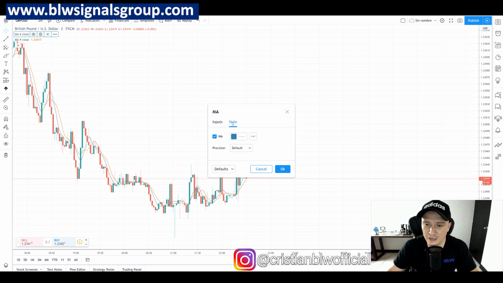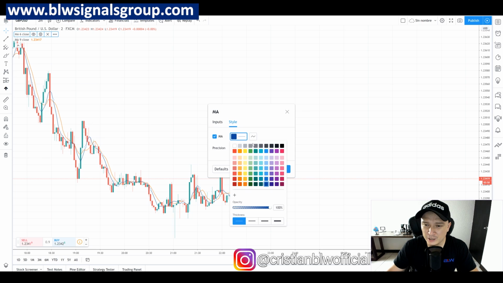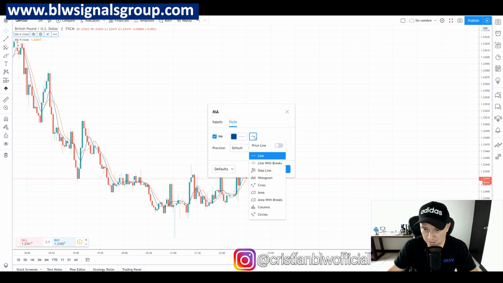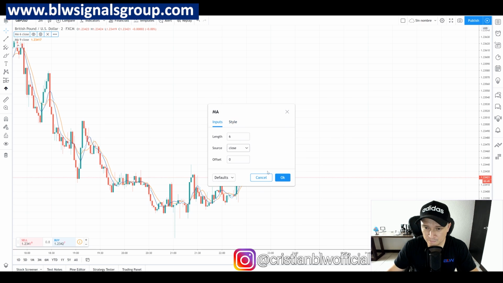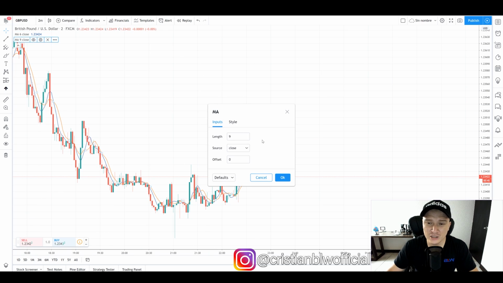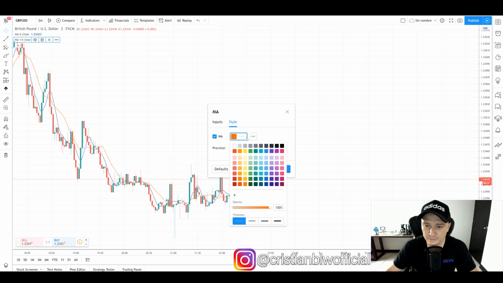Here, this is gonna be a blue color. Yeah, there you go, with the period of 6. And then the other one, same thing, you click on settings, but this one is gonna be with a period of 14, right? And then this is gonna be a yellow color. Hopefully you can see it.